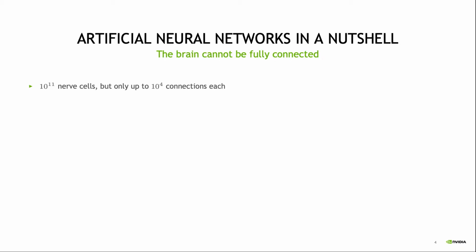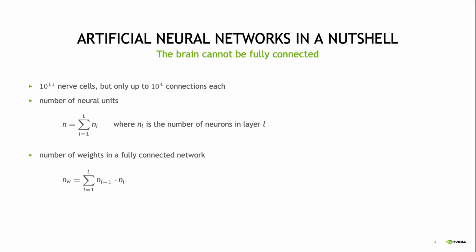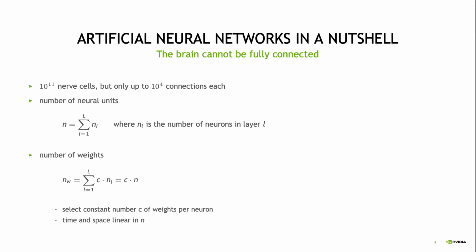Now, the human brain has about 10 to the 11 nerve cells, but only up to 7,000 connections per neuron, which means that the human brain cannot be fully connected. Hence, we want to look for algorithms that are linear in the number n of neurons. However, the number of weights in a fully connected layer is already quadratic. Unless we bound the number of connections of the neurons by a constant, this would not result in an algorithm of complexity linear in time and space.